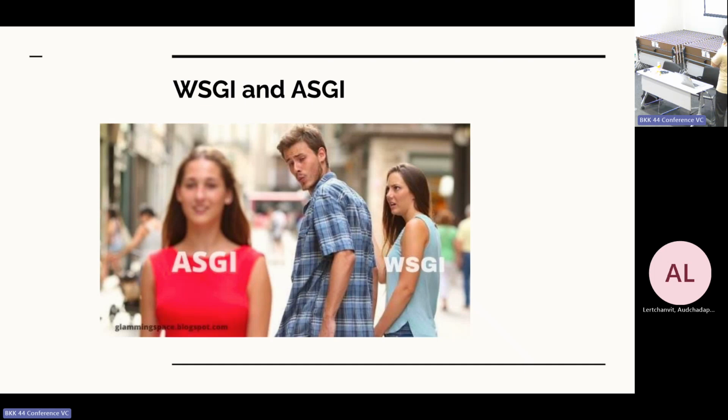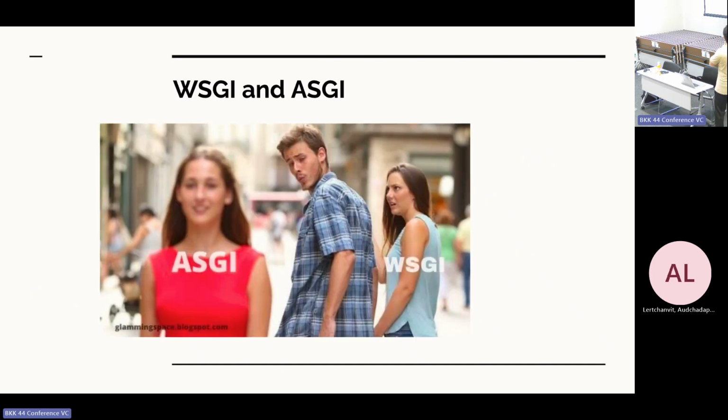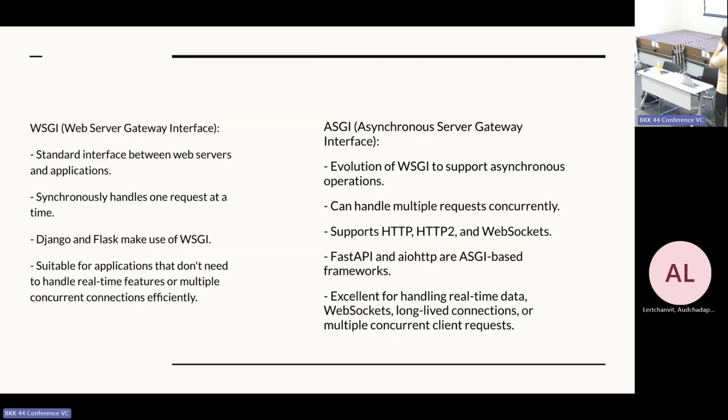Everybody's looking at ASGI now. WSGI is, again, just the standard definition of how to build a web interface that takes in requests, how you define your sockets, how you define your input. The Gunicorn library for Python works on WSGI. It's pronounced whiskey, like whiskey but with a G. It synchronously handles one request at a time. Django and Flask make use of WSGI, and they were built with WSGI in mind.